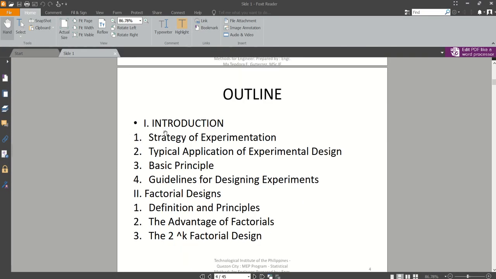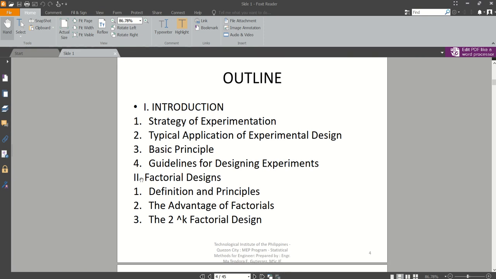So the first topic is to strategize how to do experimentation. Number 2 is the typical application of experimental design. So how do we do it? Number 3 is basic principles. Number 4 is guidelines for designing. So there are guidelines, and that's part 1.